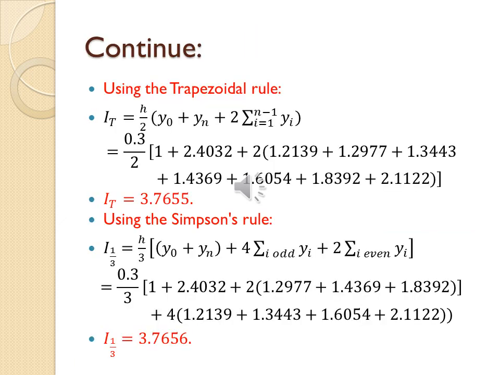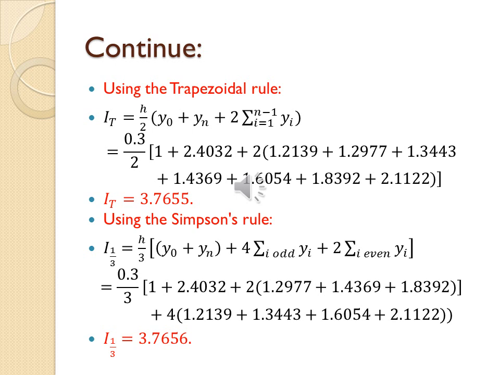The first thing is by trapezoidal. Trapezoidal is h over 2 times first point, y0 equal 1, plus last point, yn equal 2.4032, plus 2 times the other points. And after making the calculation and addition, we get I trapezoidal equal to 3.7655.